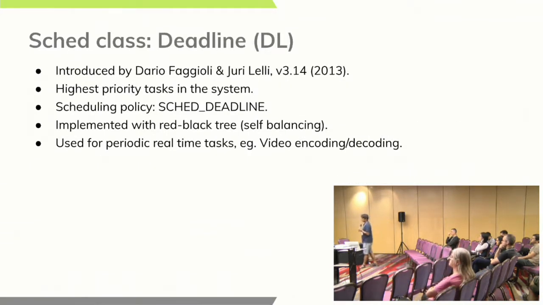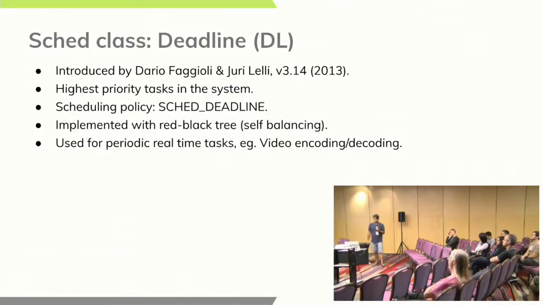And deadline is the scheduling class with highest priority where user tasks run. This was added recently by Dario and Yuri. It got merged in 3.14 in 2013. There is only one policy in the scheduling class, which is deadline. It is used only for periodic real-time tasks like video encoding and decoding.